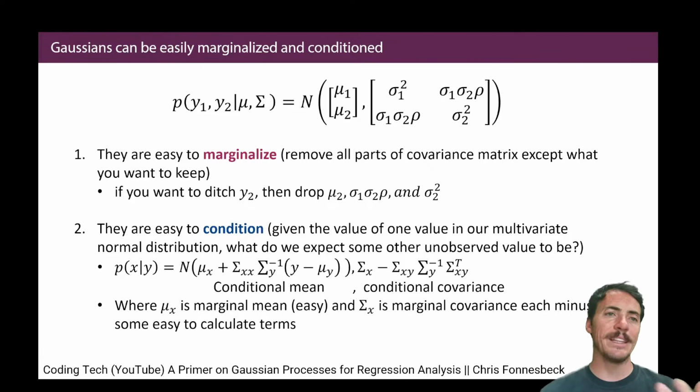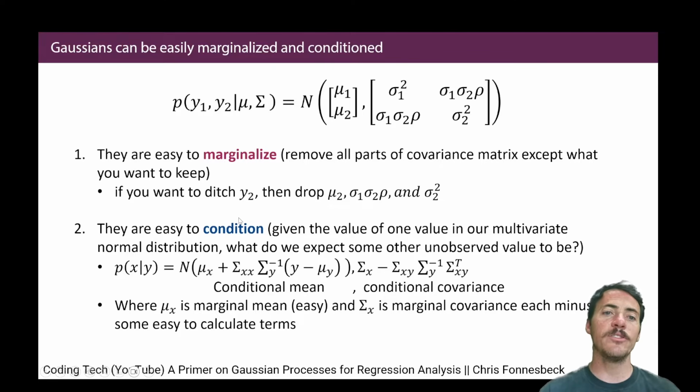Now, there's a reason why we like Gaussians, though. They do two really cool things. First off, they are easy to marginalize. When we marginalize, we remove all or parts of the covariance matrix except for what we want to keep. So for example, let's say you wanted to drop this y2 term. You're only going to predict the y1. To do that, all we have to do is drop these three terms in the covariance matrix. It's very simple to do. And we drop mu2 as well.